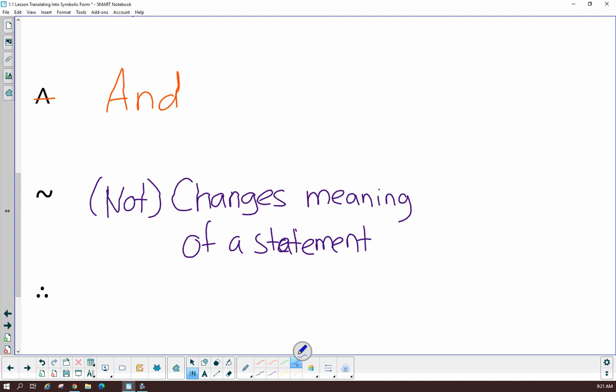And this last one, the three little dots that look like a triangle, represent the word therefore. Usually we'll use that when we make some sort of conclusion. We want to say, therefore, this thing happens. And so we use those three little dots that look like a triangle to represent the word therefore, rather than actually writing the word.